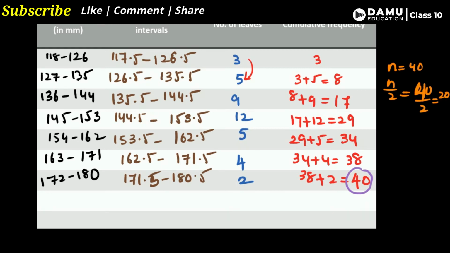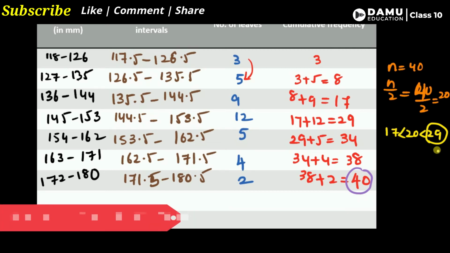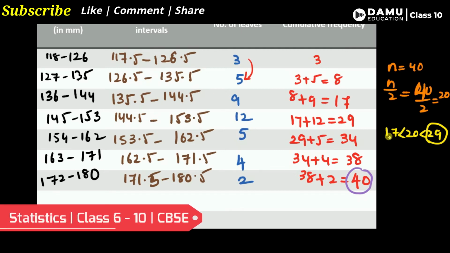So where is the 20 here? Let's find it. The 20 lies in 17 less than 20 less than 29. As I told, we have to go for the higher value if they are not given in variables, either x or y. If it is given as 17 plus x, 29 plus x, where x may be anything, then we have to go for 17 plus x values. But here numeric values are given, which means we have to go for the higher value. So that is the median class. 29 is the median class.